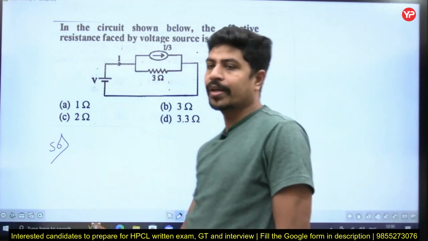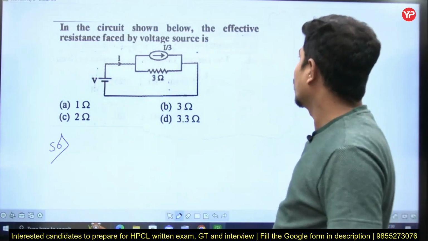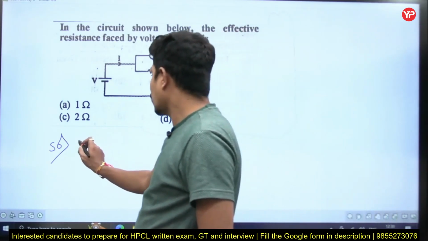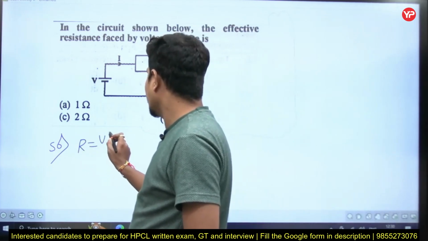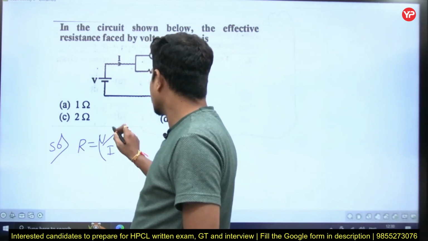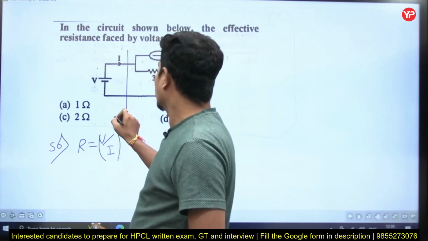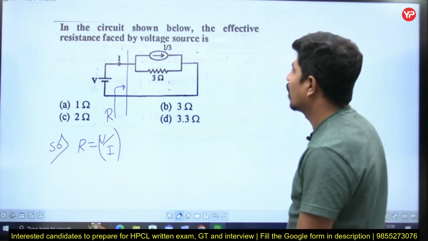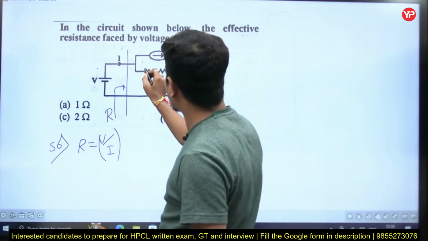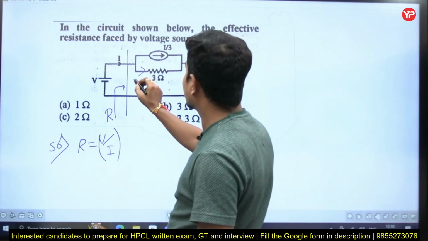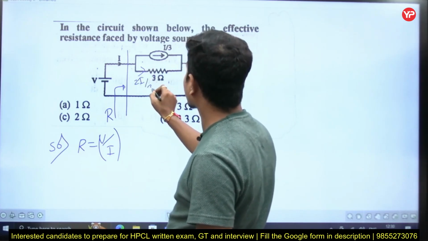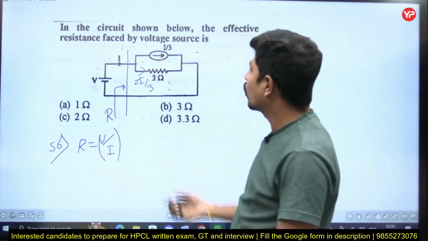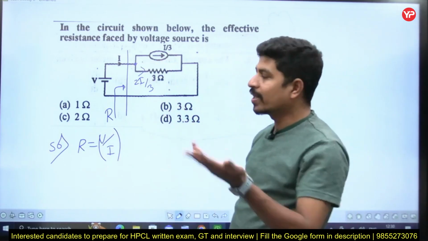Read it. He is saying that in the circuit shown below, the effective resistance faced by the voltage source is, so R is equal to V by I. From here, effective resistance means we are finding it from here. Now if this is I by 3, then how much is this current? I minus I by 3, that is 2I by 3. Apply KCL: if you add these two, 2I by 3 plus I by 3 will be 3I by 3, nothing but I.